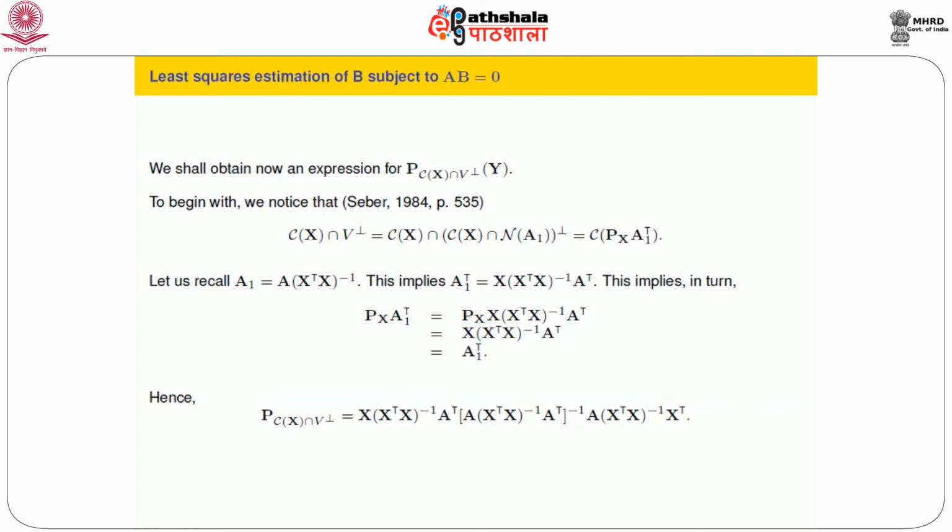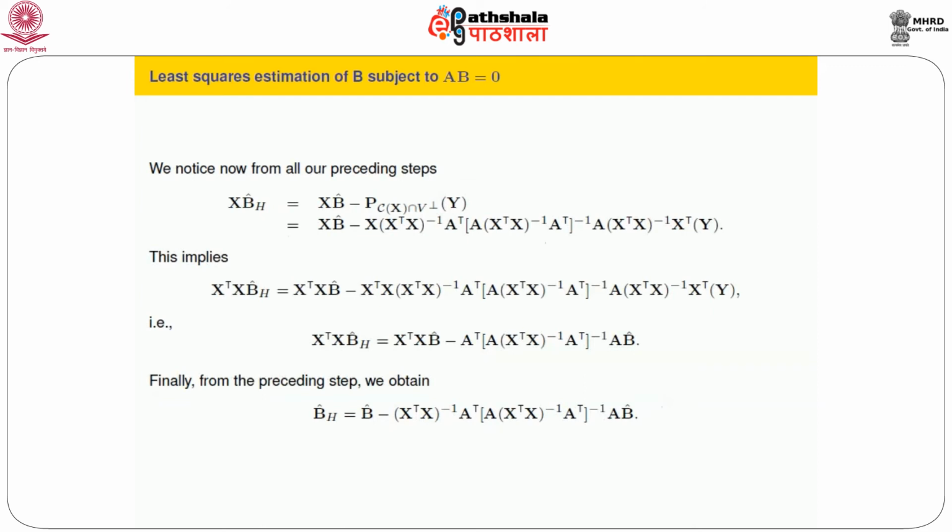This implies in turn, assuming this to be correct, Px pre-multiplied by Px times X is this, so X inverse of that is A1 transpose. So the projection onto this space is the same as the column space of Px A1 transpose. So Px A1 transpose. Now what is the formula for Px? It is X transpose X inverse X transpose. So therefore we have this A1 transpose. First of all, A1 is this, X transpose X inverse, etc. So this is the expression.